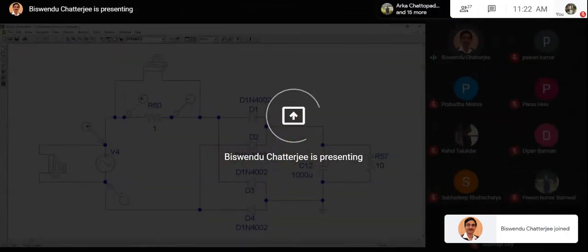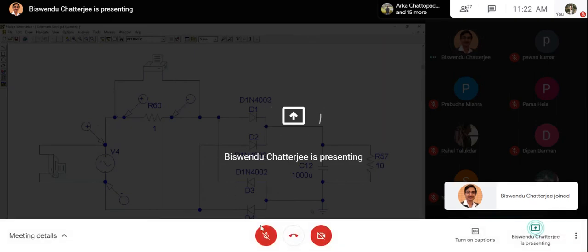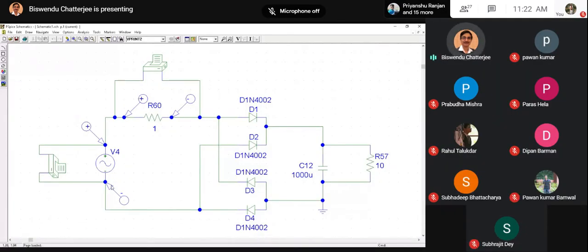Did you remember this circuit? Yes, sir. How did we do? We have put the voltage across the voltage source, the current across the shunt.